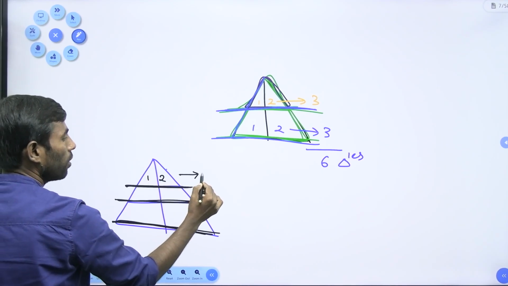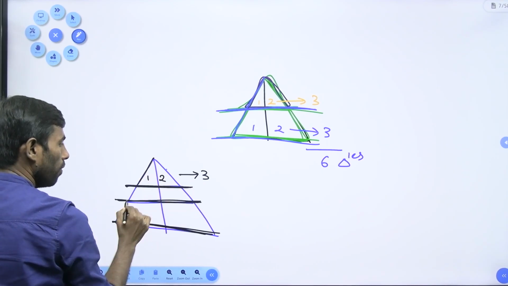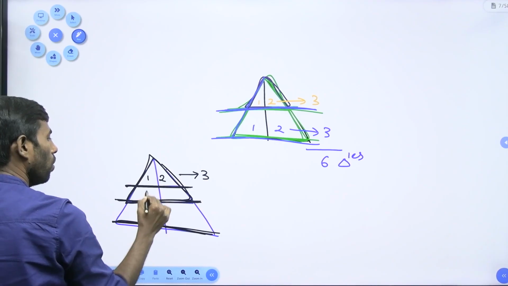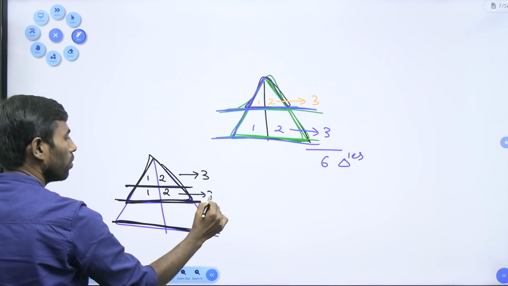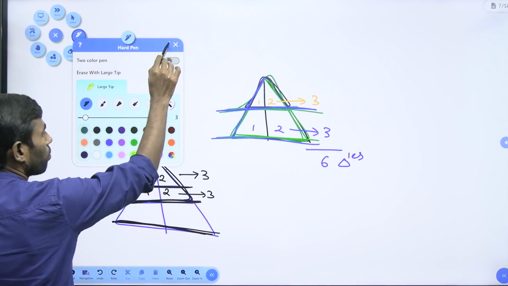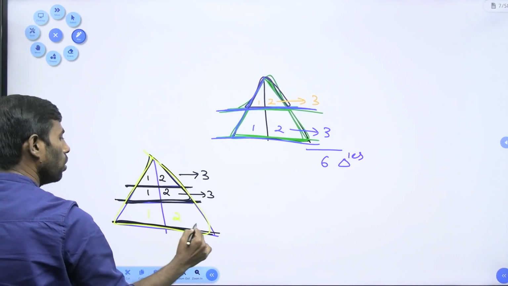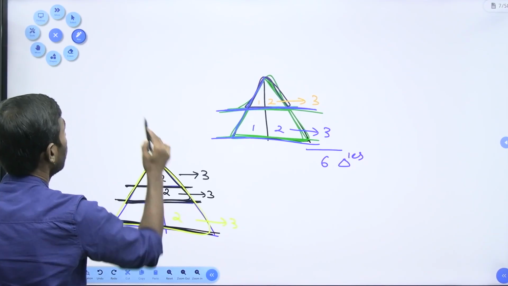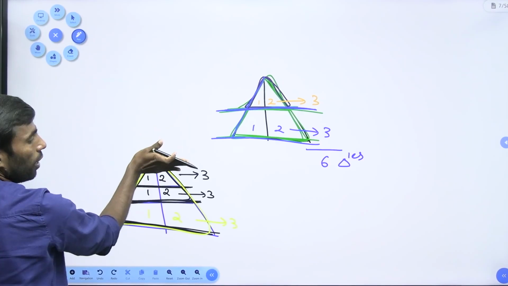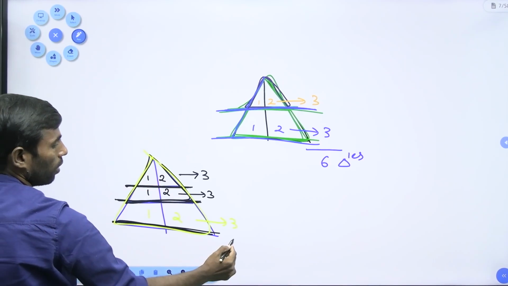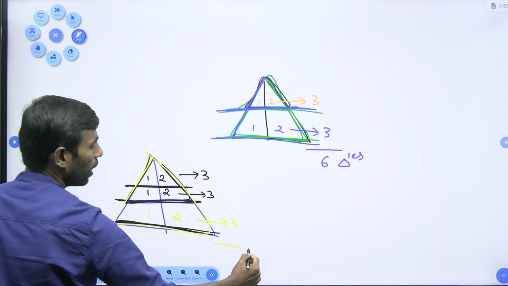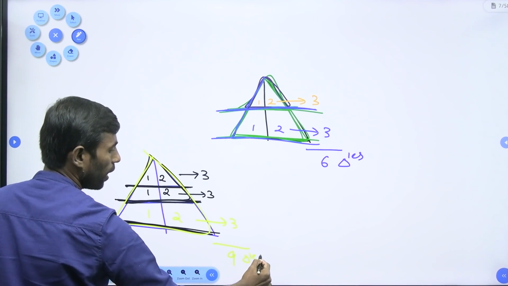Total triangles are how many? 3. For this part, again for this part, 1, 2. Total 3. Again this bigger part, 1, 2. Total 3. Right. So till this part 3, till this part 3. Total for the bigger one 3. Total 9 triangles are there.